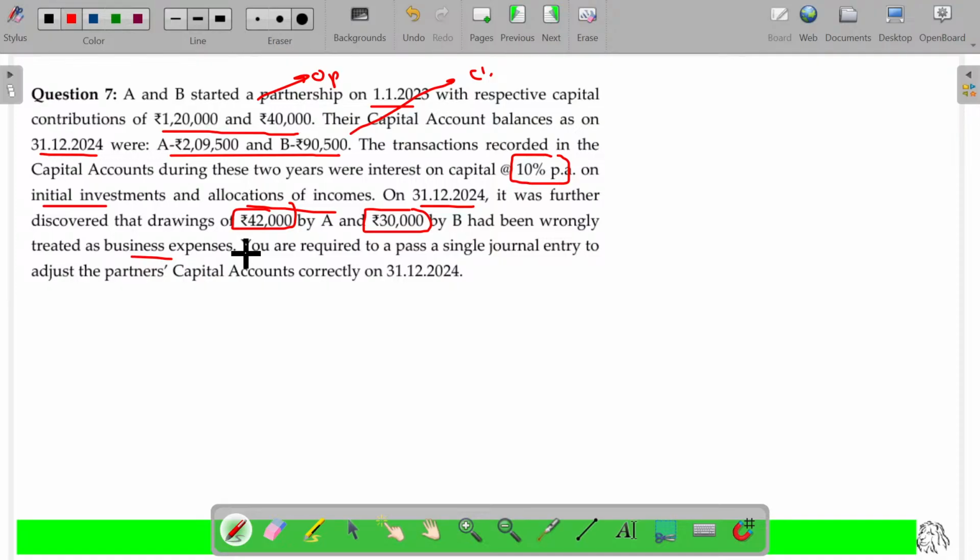What is the entry for the drawings? Drawings account debit to bank. What they have done? Expenses to bank. This is called error of principle. So now you have to rectify. The error happened in the previous years. Now we have to rectify this. You are required to pass a single entry to adjust the partner's capital account correctly. So let's see.